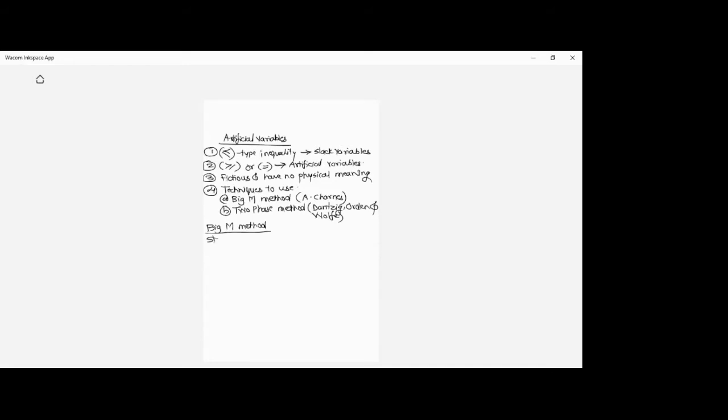So the first step that we are going to see is to check whether the given LP problem is in the standard format, right?